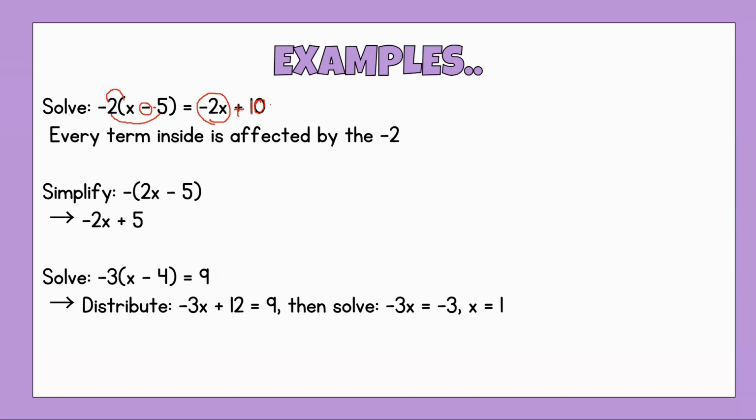Let's see another. Minus (2x minus 5) will become minus 2x plus 5, because the minus and minus will give you positive, right? So minus into minus, positive. So minus 2x plus 5 will be your answer.